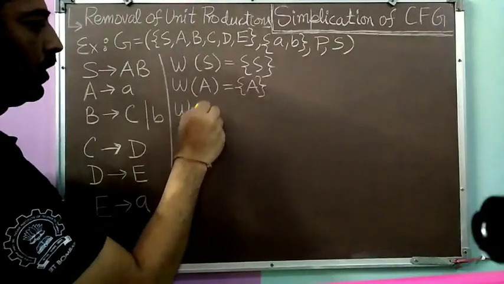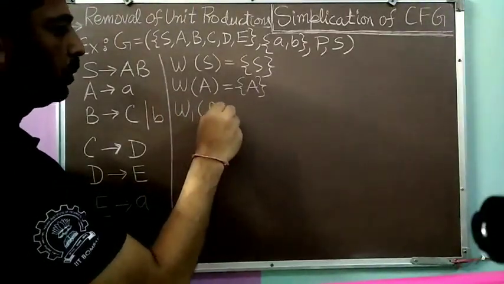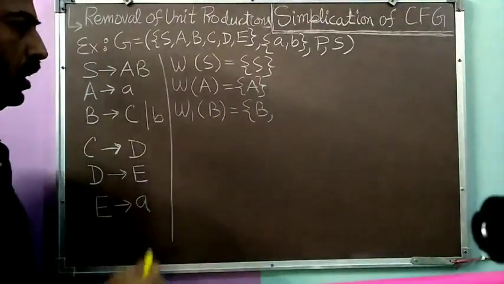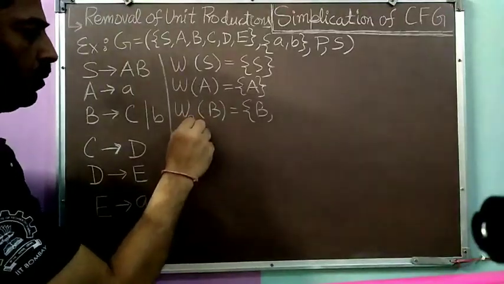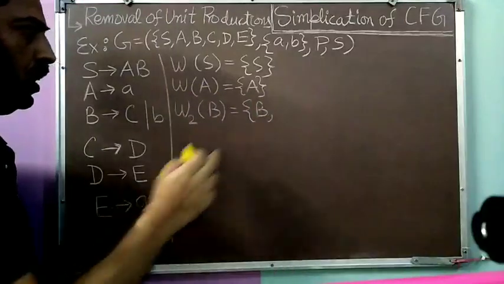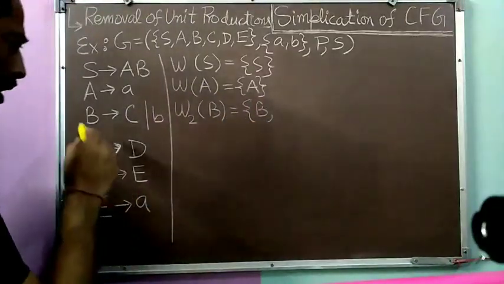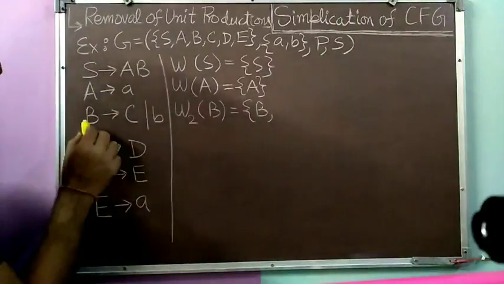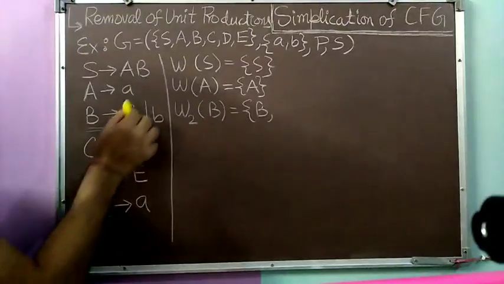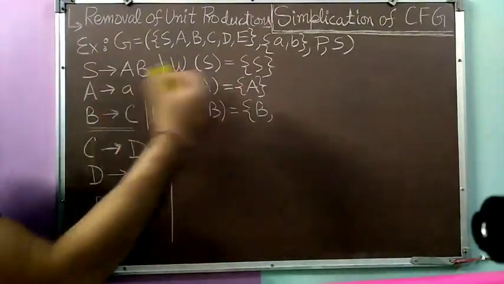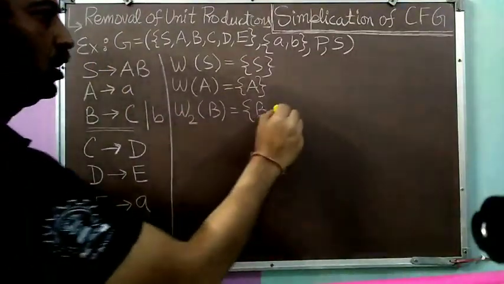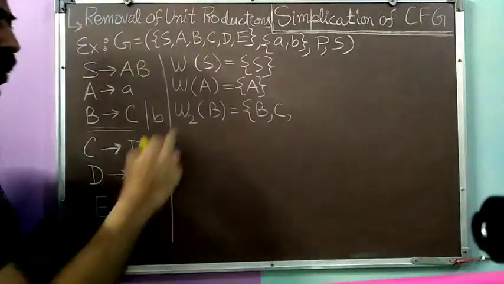Then similarly, I will find W1 of B. It is equal to B. Now I have to find W2 of B. W1 of B is already included in W2 of B, so it is B. Now I have to look at the unit productions of B. Does B have any unit production? Yes, it has a unit production, B to C. I will consider this unit production and its right hand side variable will be included here as per our process. So C will be included here. So now it is W2.